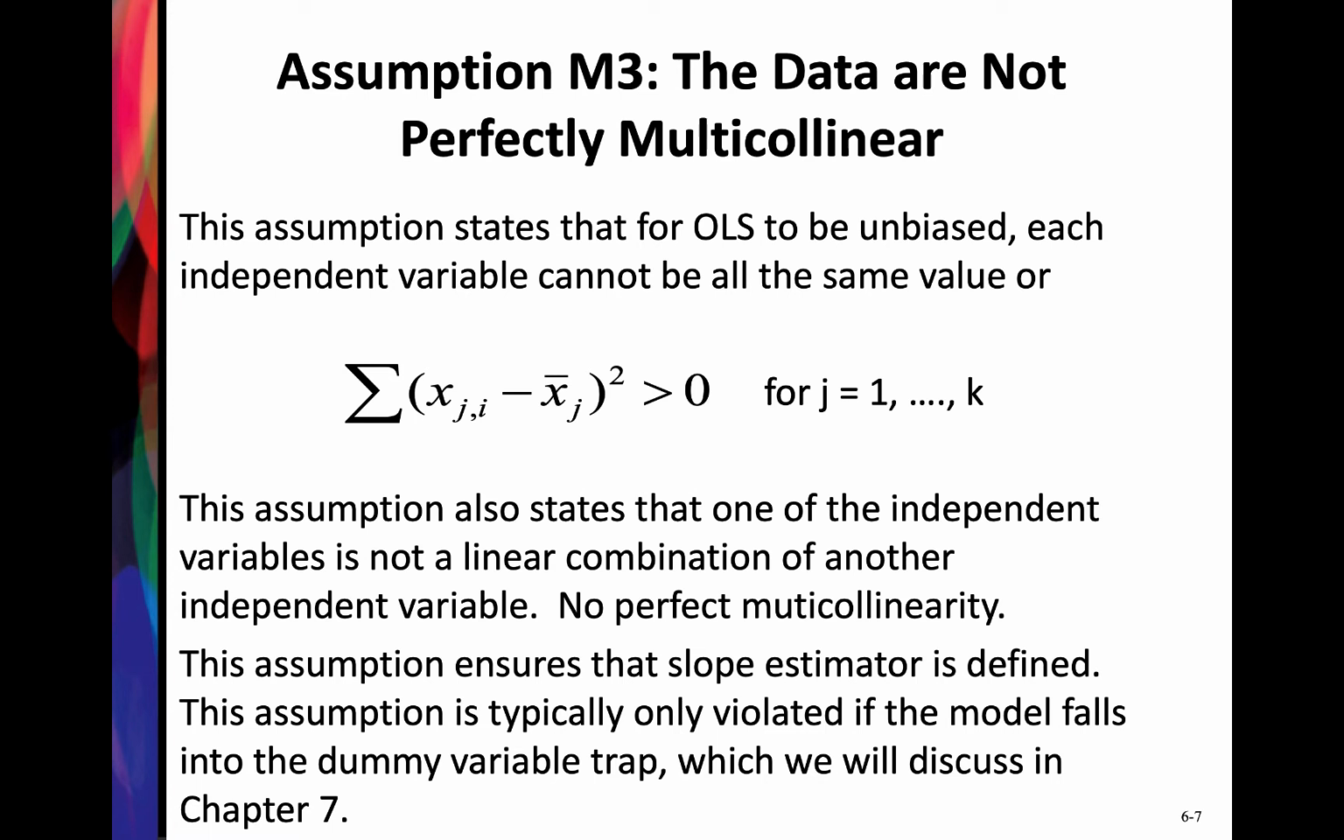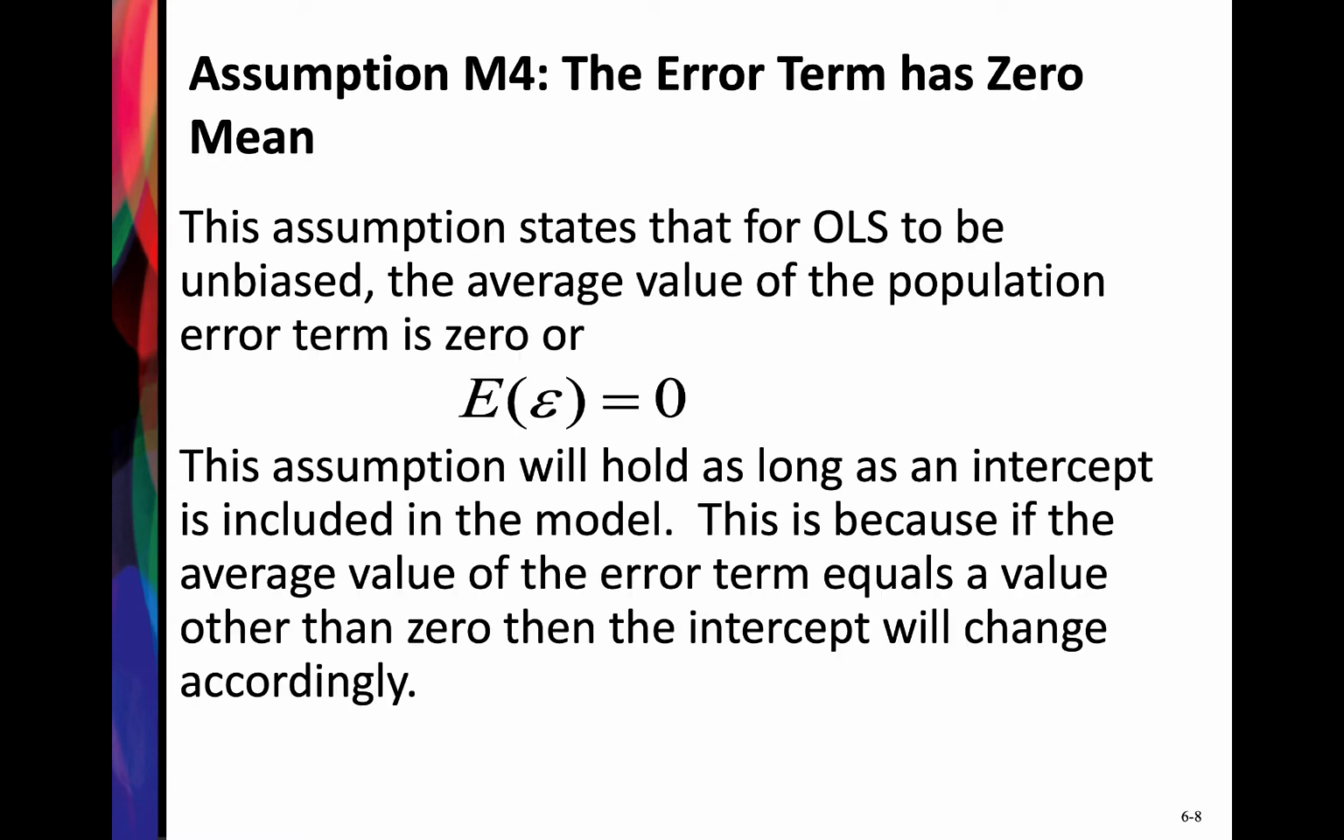And basically that means that with dummy variables, we have to omit one of them, and if we don't, then this assumption will be violated. Again, we'll make this a lot clearer when we get to chapter 7, but in general, this assumption is not violated.